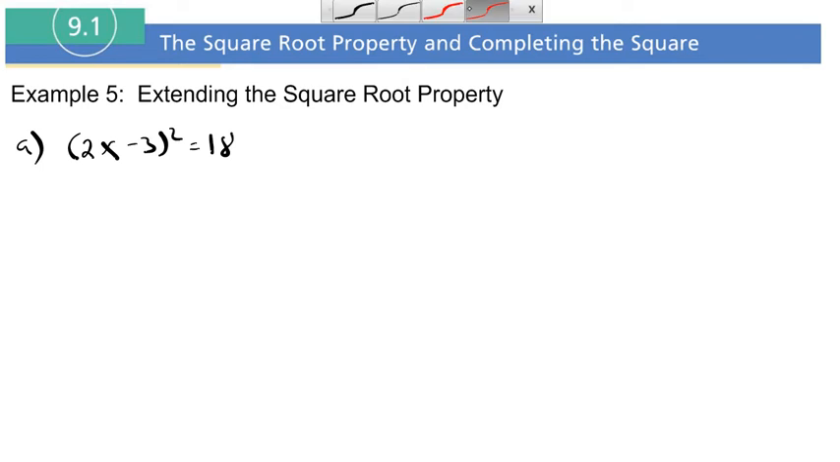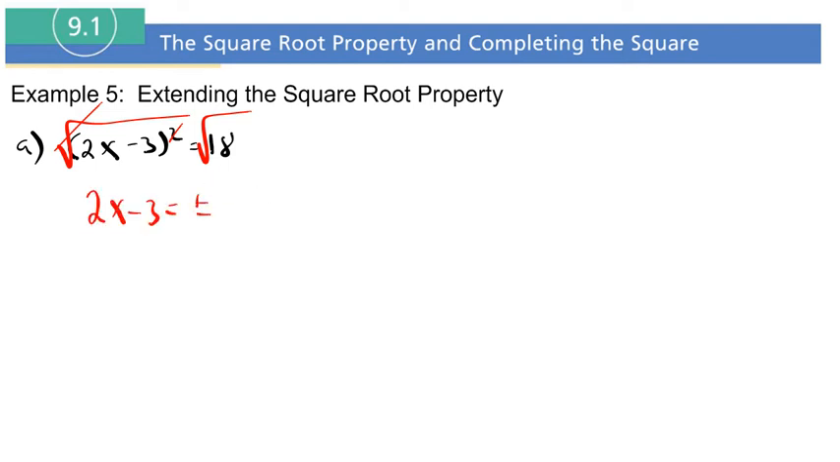First, hopefully you notice that we can get rid of the square by doing the opposite of squaring, which is square root. So I'm going to take the square root of both sides. The square and the square root cancel each other because they're opposite operations, and I get 2x minus 3 equals plus or minus the square root of 18.